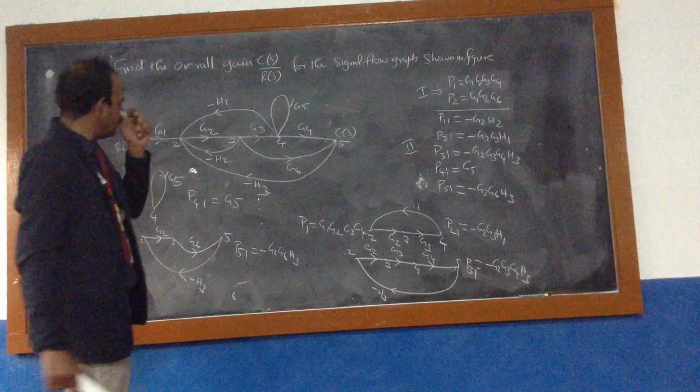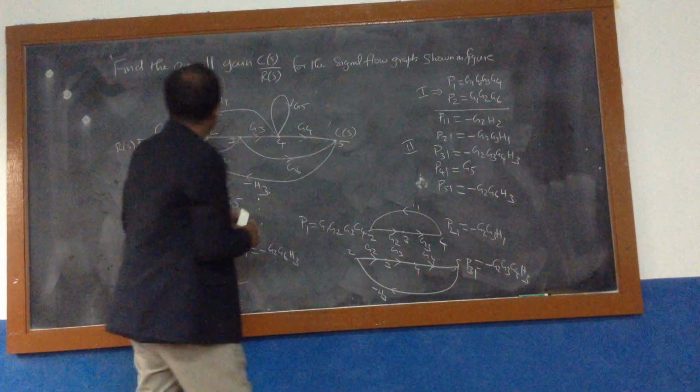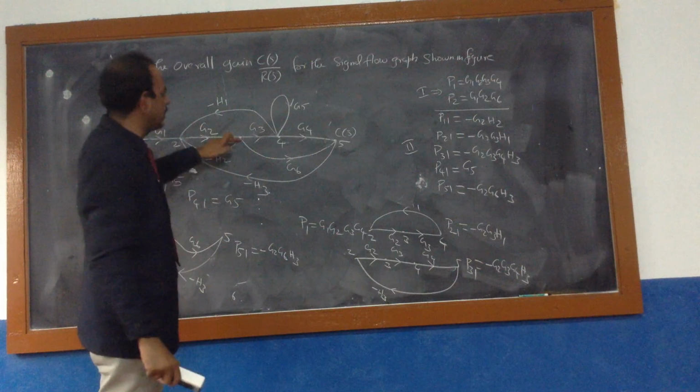So first individual loops, let me check P11, P21. G2H2 is the 2, 3 node.